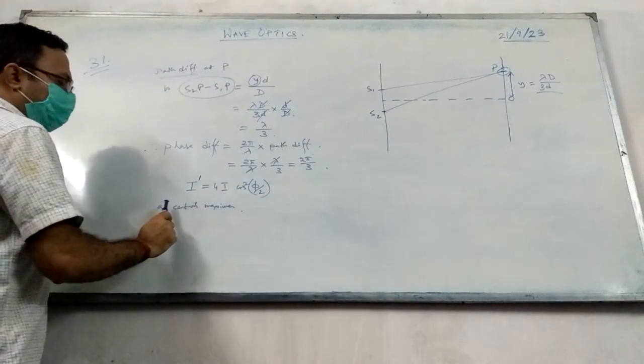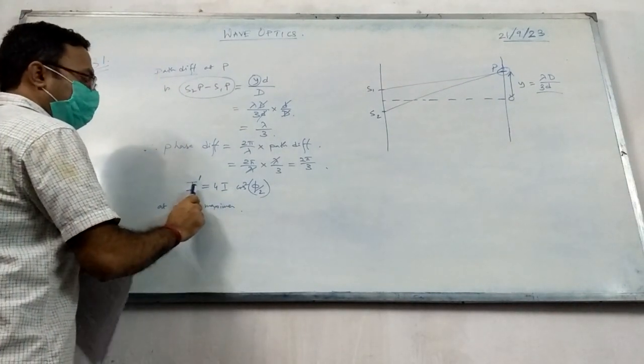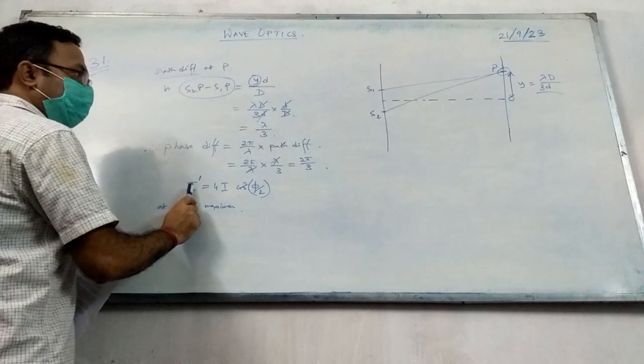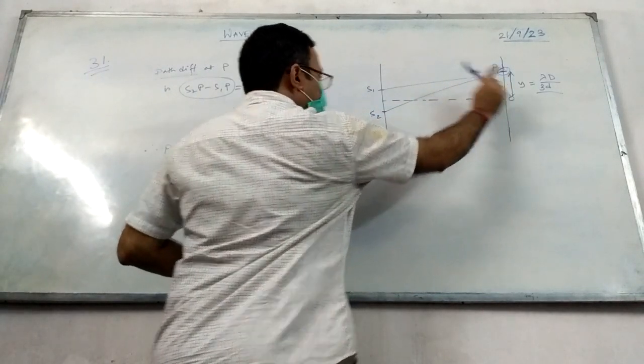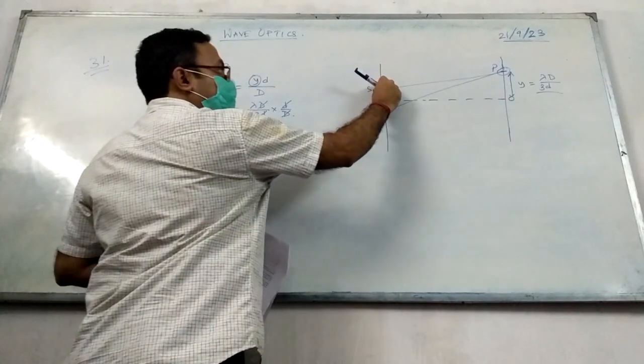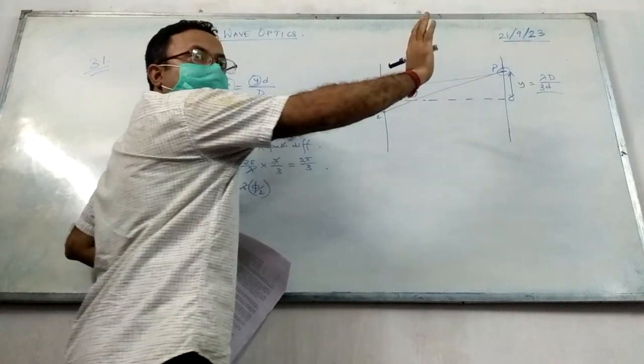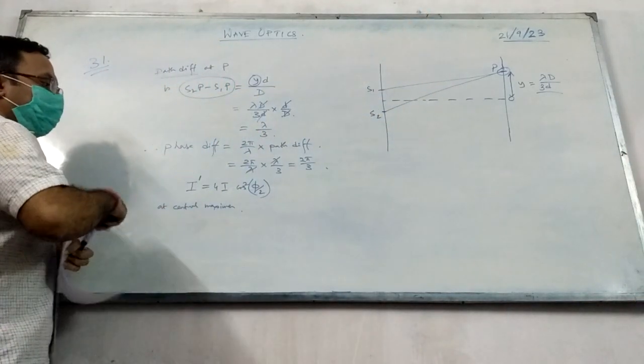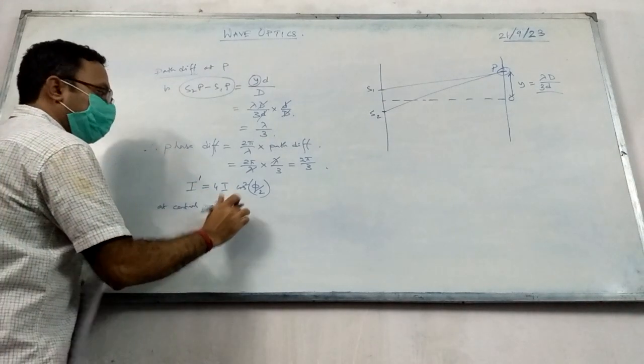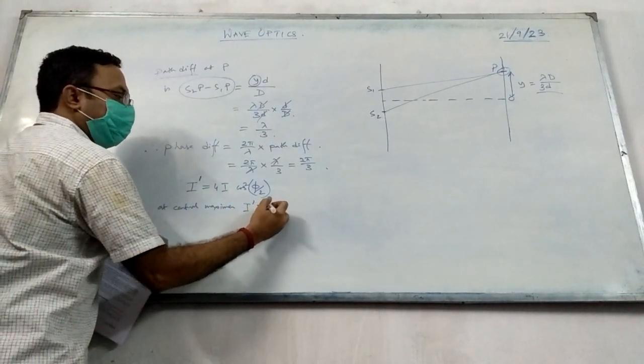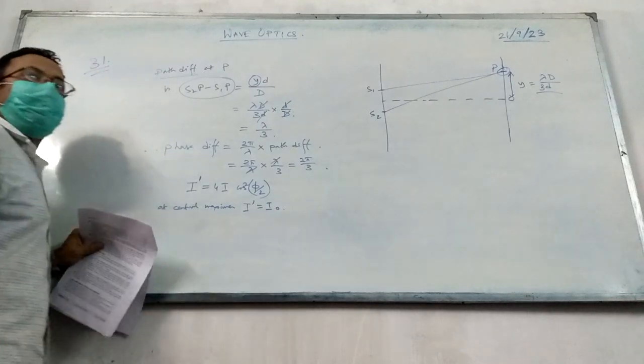So at the central maxima, what happens? I dash is equal to 4I. I dash is the intensity at the central maxima. I is the intensity of the light rays which are coming out from here. Is that clear? Now they are saying that at the central maxima, I dash is equal to I naught.